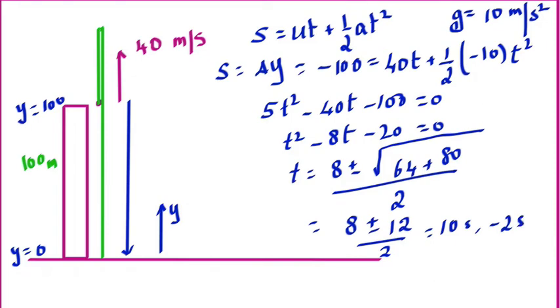So in one step, we got the answer. 10 seconds is the time it takes for it to go up and come down. Why didn't we have to break the problem into different parts? Most students would probably do it like this. Find the time for it to go up, find the time for it to come down. You really don't need to do all that.